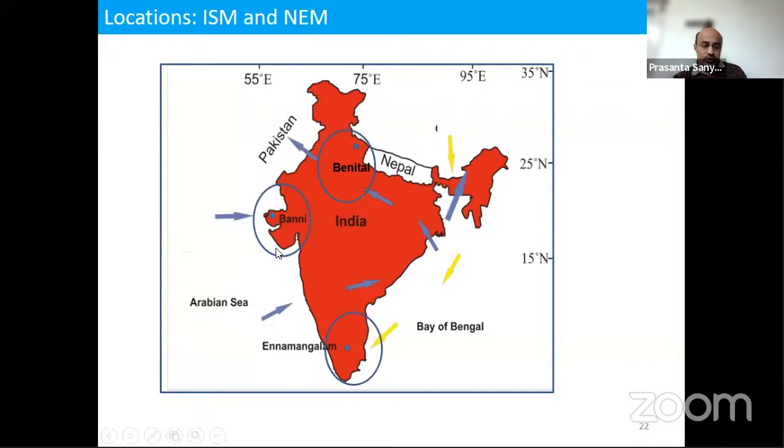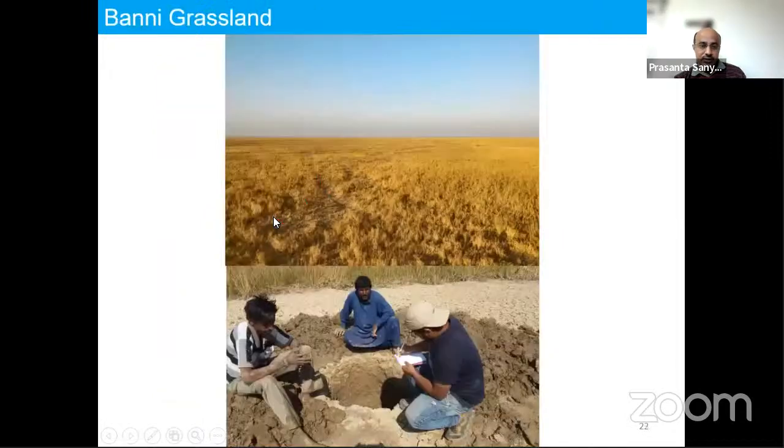Then we went to the western part of India. That's the Banni region. The Banni Grassland is one of the largest grasslands in Southeast Asia.